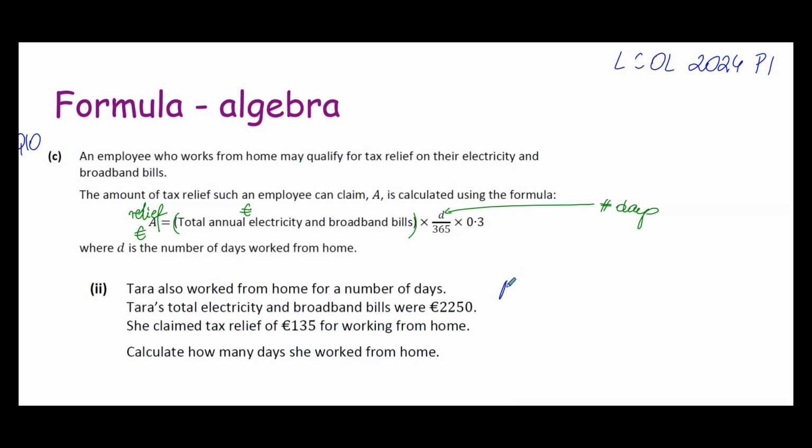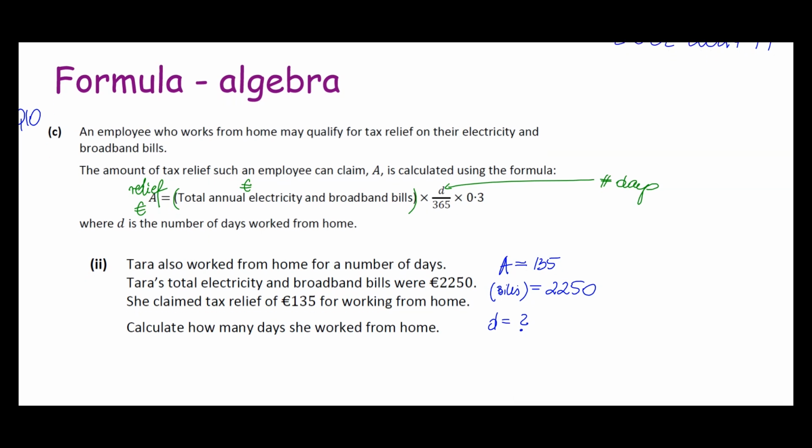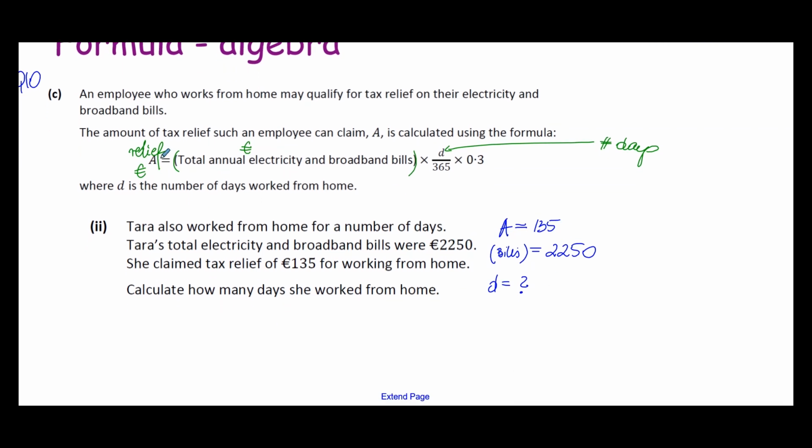So we have letter A here, then we have the bracket which is the bills, and then we have letter D in our formula. So what do we have here? We need to calculate the number of days. So that's what we are looking for. Do we have bills? Yes, her total bills were 2,250. And then we are told about a relief, 135.